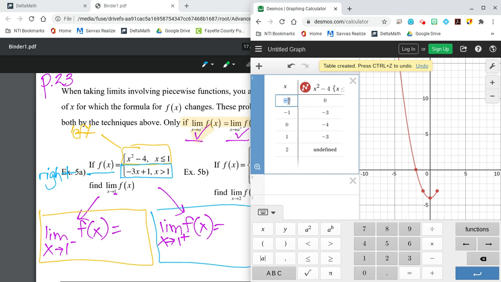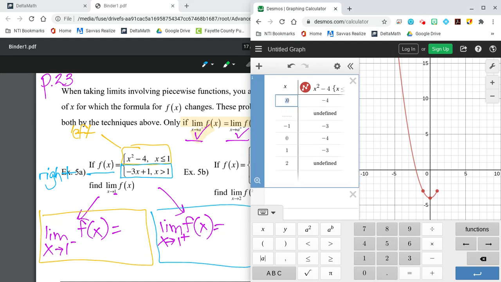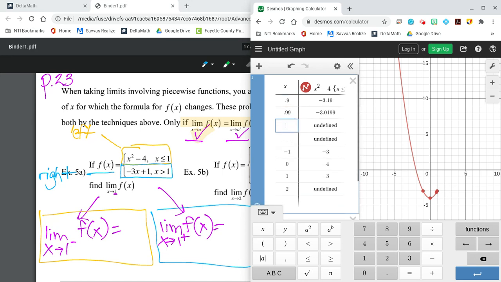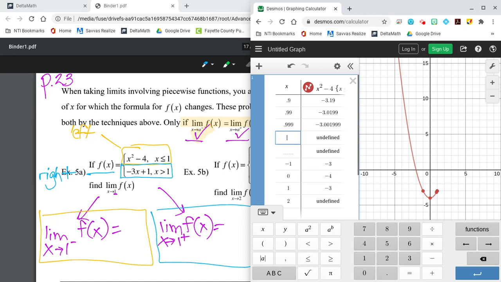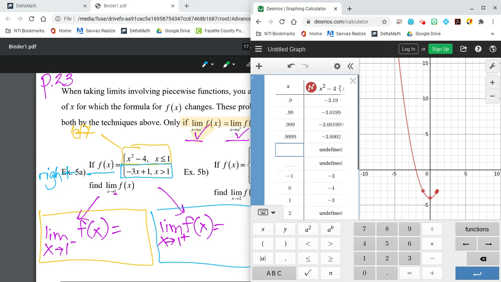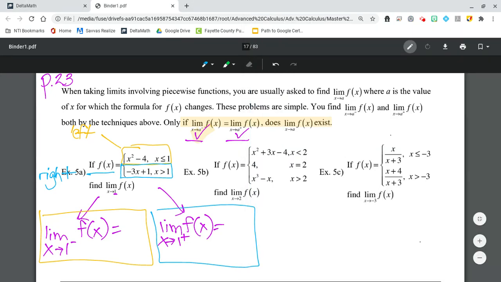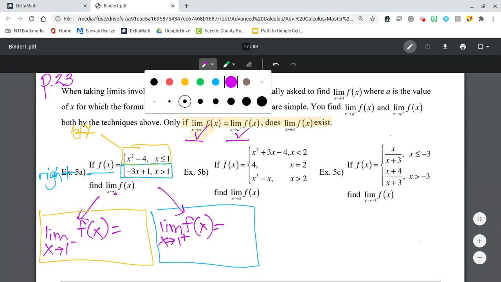So if I want to approach 1 from the left, I'm looking at numbers like 0.9, 0.99, 0.999, 0.9999. You see, as the x values get closer and closer to 1, the y values are getting closer and closer to -3. So I'm going to come back over here and say that the limit as x approaches 1 from the left of f of x is -3.